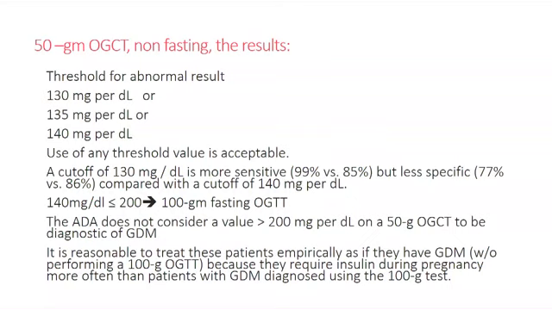So a cutoff of 130 is more sensitive, 99% versus 85%, but less specific compared with a cutoff of 140. And then you have 140 to 200. So when they're between 140 and less than 200, you can do the 3 hour glucola.